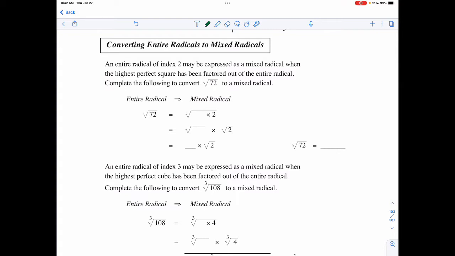Now, the catch is when you're factoring out perfect squares or perfect cubes or perfect fourths, you need to know what they are. And ideally, you need to know what the biggest one you can divide it by is, which you might not always know.